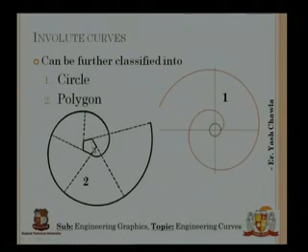For a polygon, I have taken the example of a pentagon. A pentagon has 5 sides: 1, 2, 3, 4 and 5. So if I do the same process as I did here, winding or unwinding this string, then the string around this pentagon will result in an involute curve for a polygon.